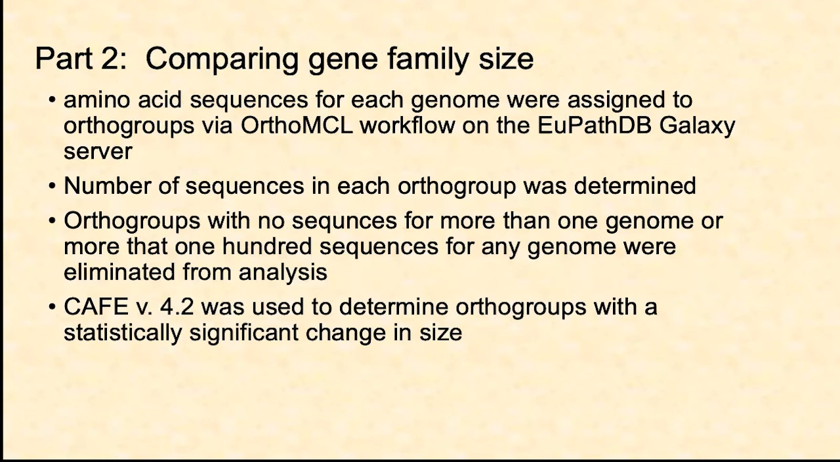Amino acid sequences for each of the genomes were assigned to orthogroups using OrthoMCL. This is to get the gene family sizes for each. And then I used a program called CAFE to determine which of those orthogroups, which of those gene families showed a significant change in size. So CAFE will map the changes in gene family size to the phylogeny and show you which branches on the phylogeny underwent a significant change in size.